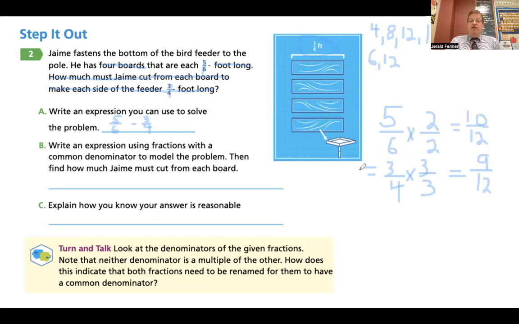Now remember, we are still subtracting. So 10/12 minus 9/12 equals 1/12. So if we were to write this entire equation out, it says write an expression using fractions with a common denominator to model the problem, then find how much Jamie must cut from each board. You would do 10/12 minus 9/12 equals 1/12.